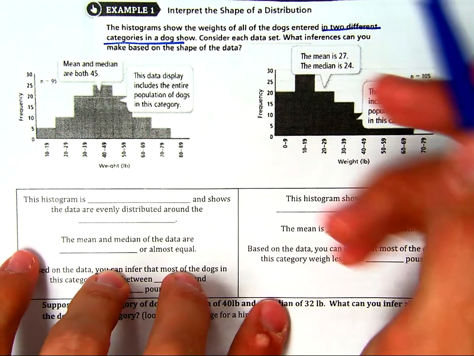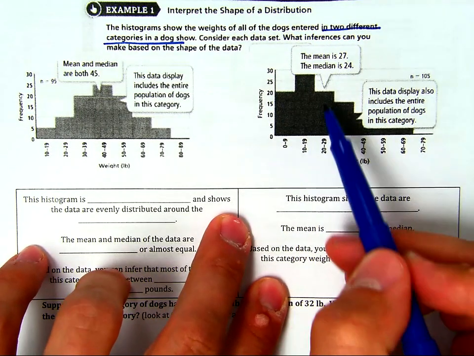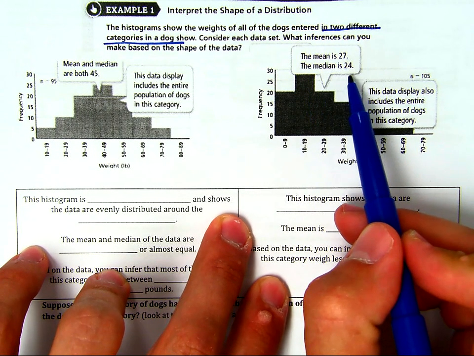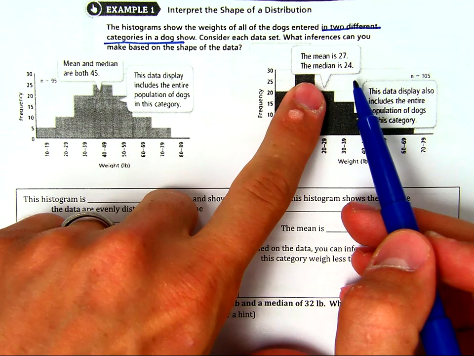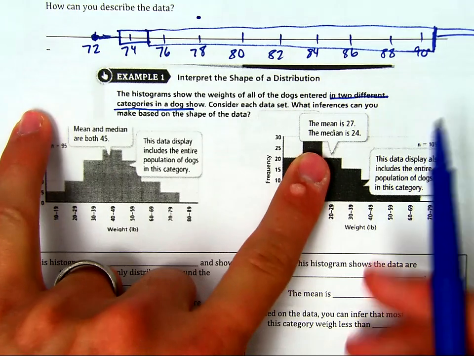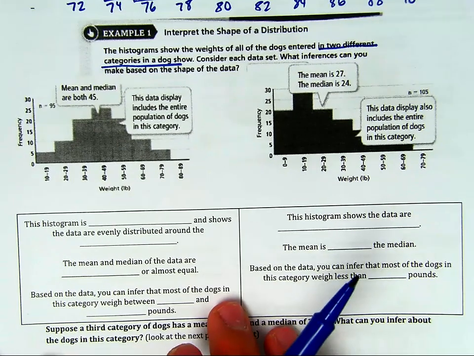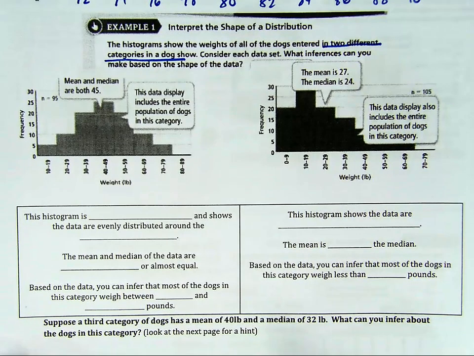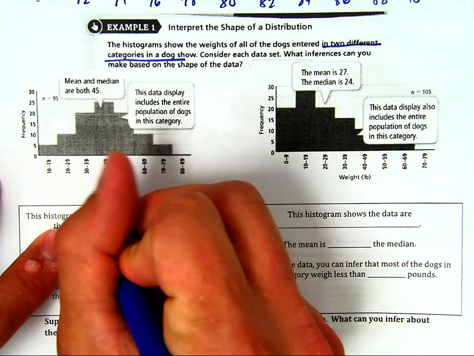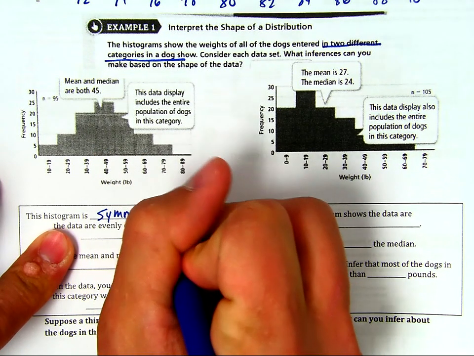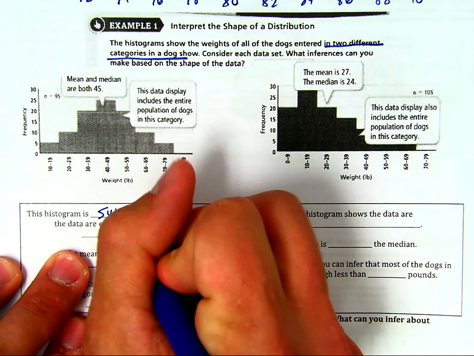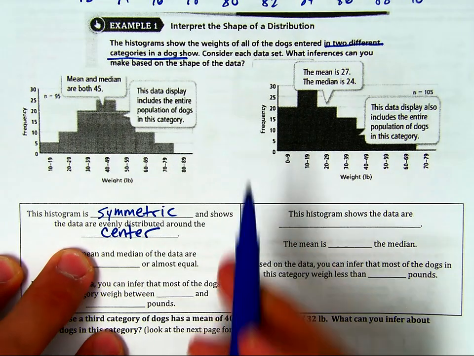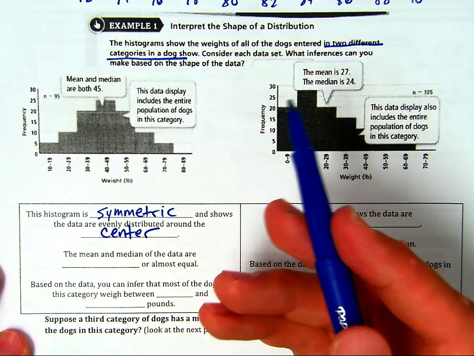The second one, though, I notice that we've got the big bump over here. That says the mean is 27 and the median is 24. So the average is greater than the median. This one is going to be like our example up here where the average was greater than the median. We're going to look at some terms that will specifically describe these 2 situations. The first one, we say that this histogram is symmetric. It shows that the data are evenly distributed around the center. We can see here that if we were to fold this over, it would fold right on top of itself.